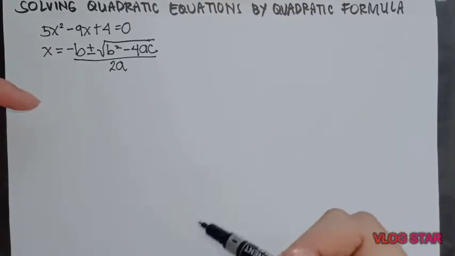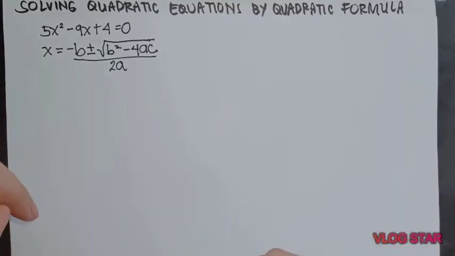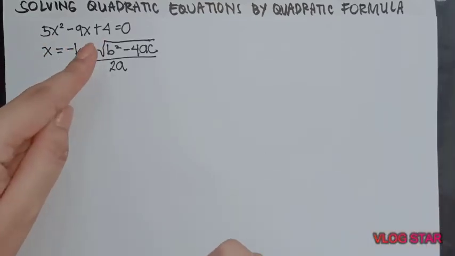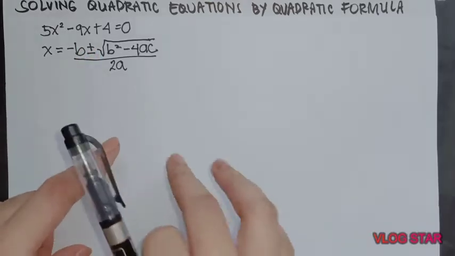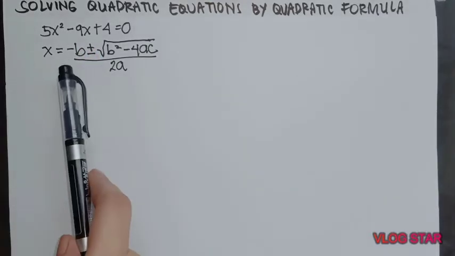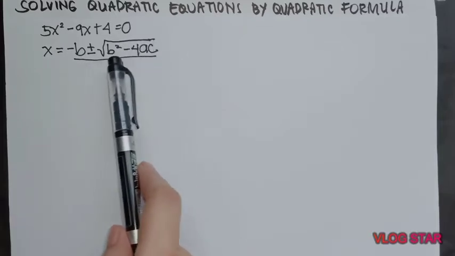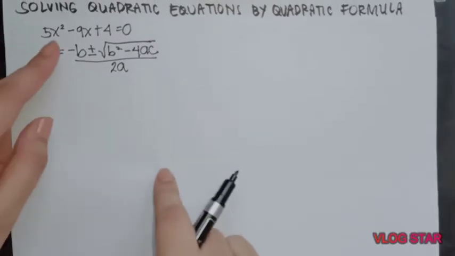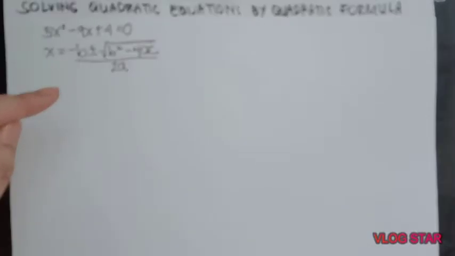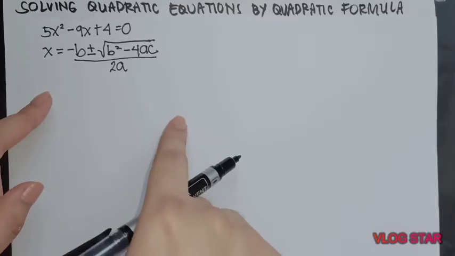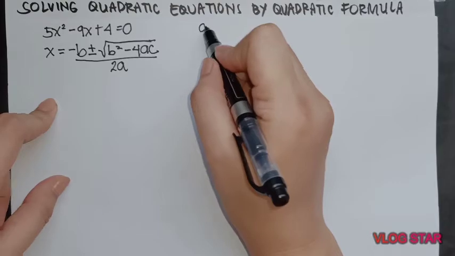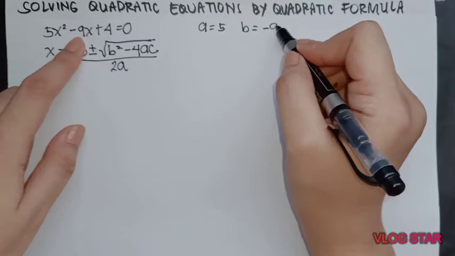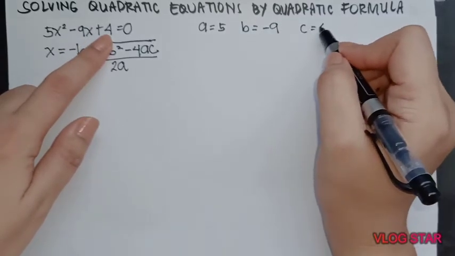So we have here another example of a quadratic equation, and we will solve this using the quadratic formula. If you'll notice, our equation is already written in standard form. So again, the quadratic formula is x equals negative b plus minus the square root of b squared minus 4ac all over 2a. Now, since the equation is already written in standard form, let us identify a, b, and c. So a here is 5, our b is negative 9, and c is 4.